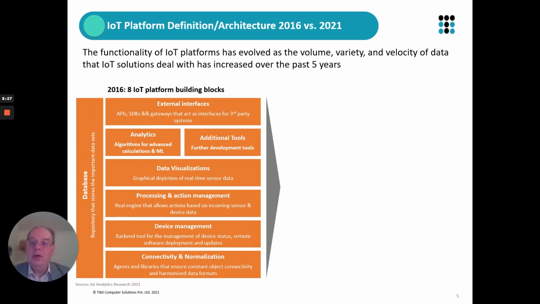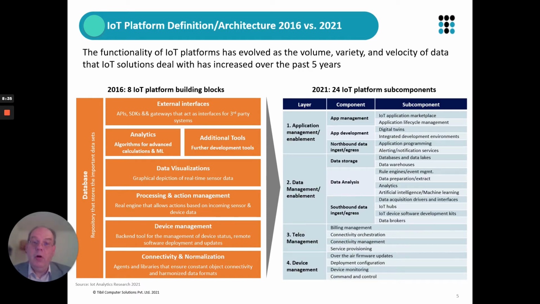So in 2016, you had 8 major building blocks which are highlighted here. But when we come to 2021, we have already 24 major IoT platform subcomponents, which are mainly grouped along four basic headlines, which is one is your application management and enablement. That's providing the ability to rapidly develop, test, and seamlessly manage IoT applications. Then you have the data management enablement. That's providing the ability to ingest, store, and analyze data from your IoT devices.